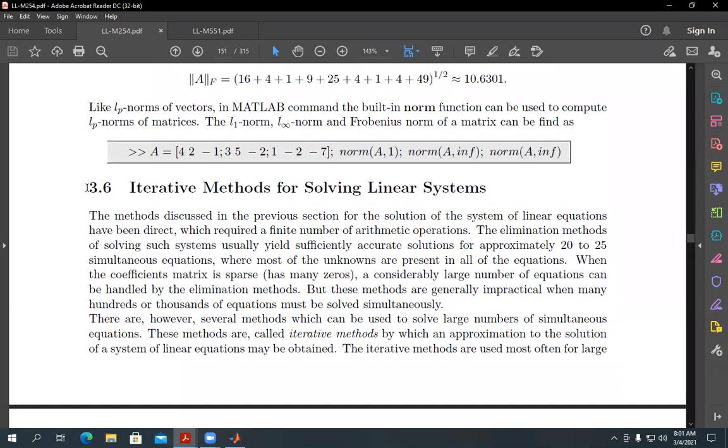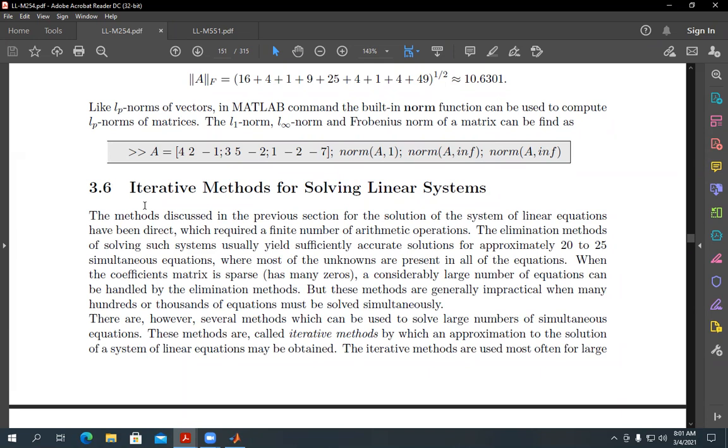Last time we were doing chapter number 3, the system of linear equations, and we finished the direct method for solving the linear system. Today we will talk about iterative methods for solving a linear system. I gave some basic idea about the iterative method last time.